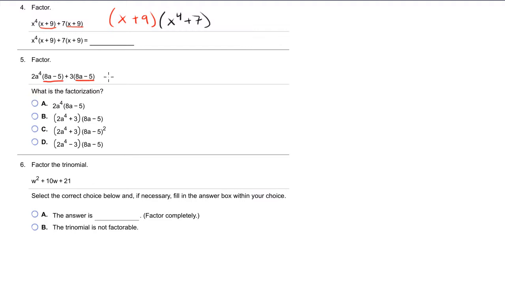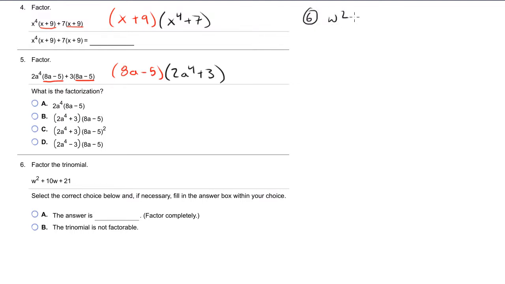Likewise, for this next problem, 2a to the 4th times the quantity 8a minus 5, plus 3 times 8a minus 5, that factor of 8a minus 5 is repeated. And we'll have 2a to the 4th plus 3 remaining. And for both of these, something to the 4th, a positive, and then a prime number, there's nothing we can factor there. So we're just going to go on to number 6 here.